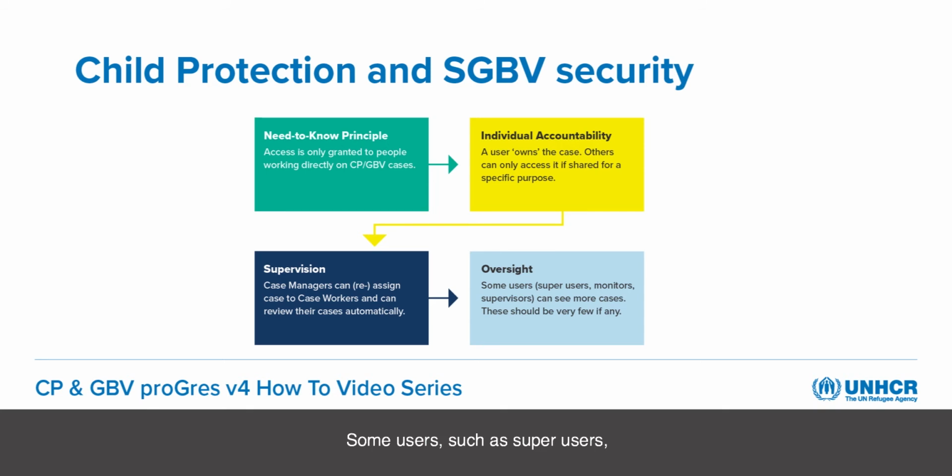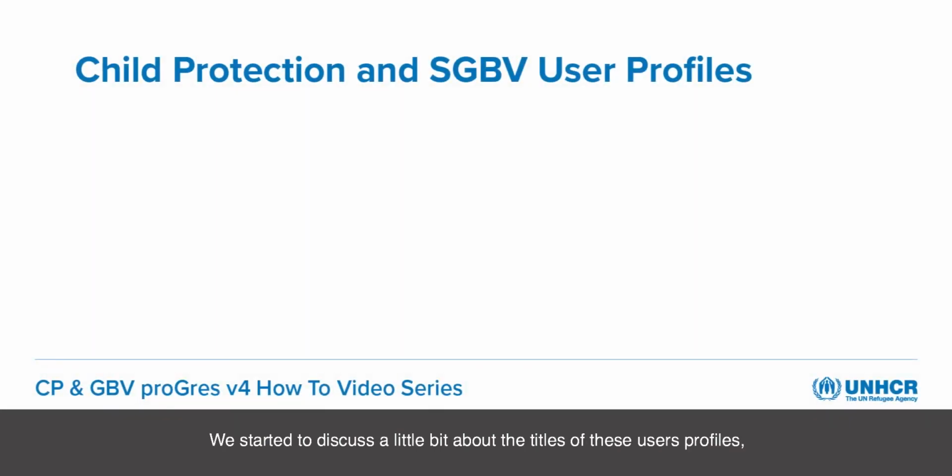Oversight. Some users, such as super users, monitors, supervisors, can see more cases, but these individuals should be very few, if any. Super user and monitors are not required positions, and so should be minimized if they exist at all. We've started to discuss a little bit about the titles of these user profiles, but we're going to go through now and explain what each profile is.